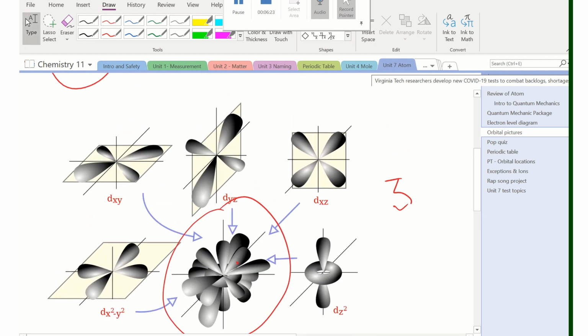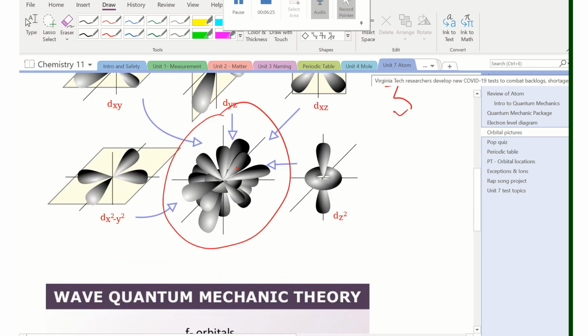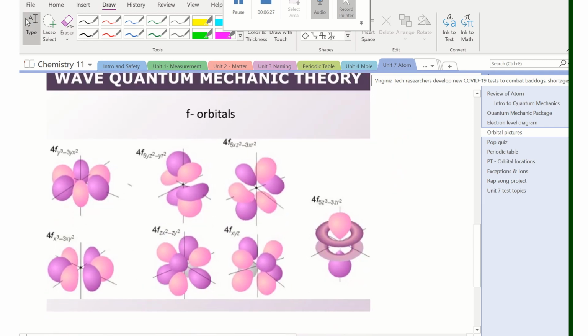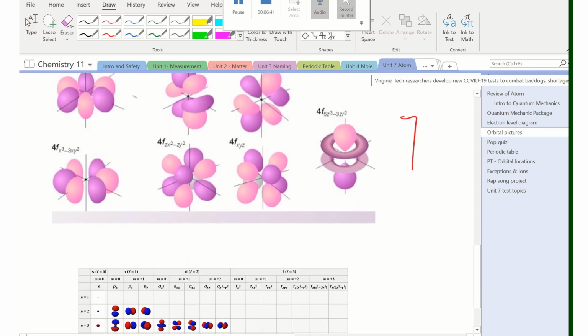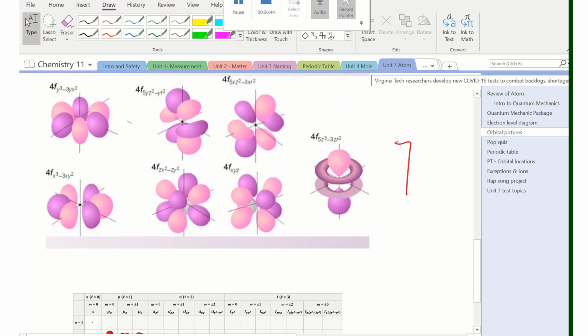Okay, so there are 5 d orbitals here, and combined it looks like this. And for the f orbitals, which are at a much higher energy level, there are 7 of them. So again, you have this page on the class notebook. You don't have to print it off. There are 7 of them. You don't need to memorize them, but you should have an idea how they look.